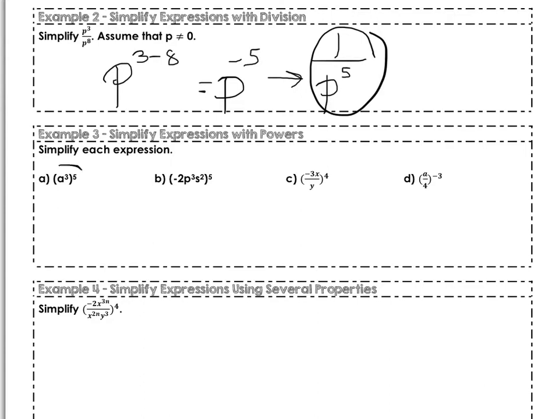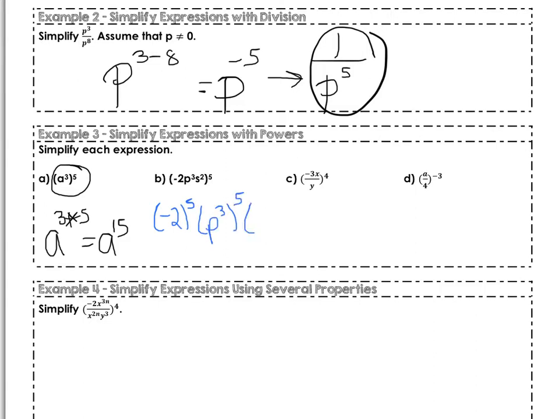Whenever I raise a power to a power, I'm actually going to multiply their exponents. So 3 times 5, getting me a to the 15th. Whenever I have many things in a quantity being raised to a power, I need to remember that everything is going to get an exponent, okay?